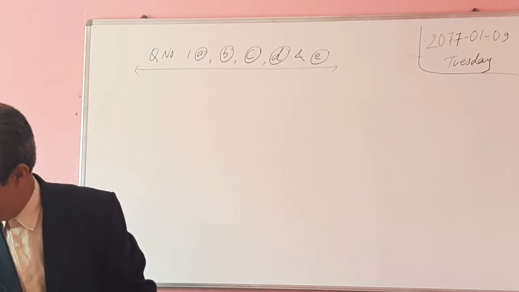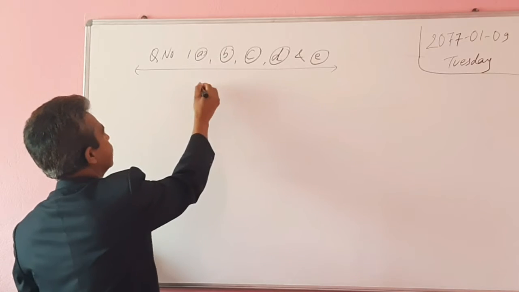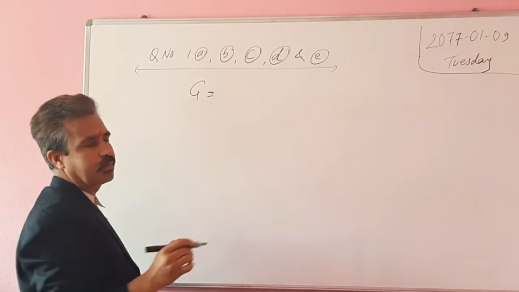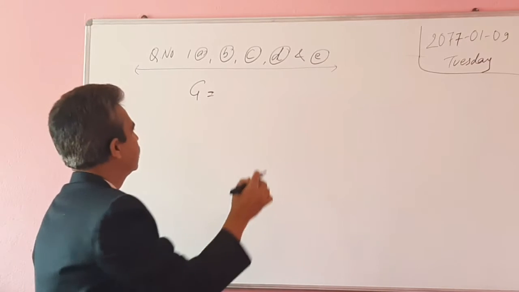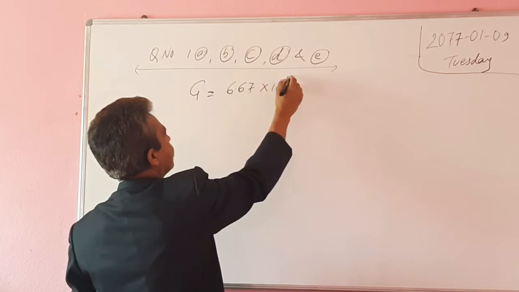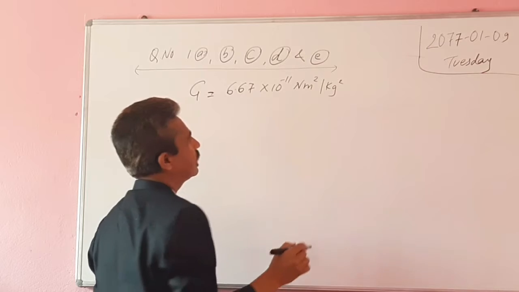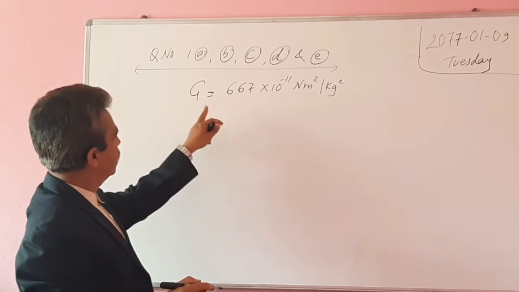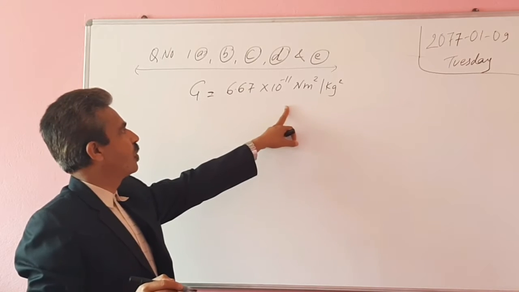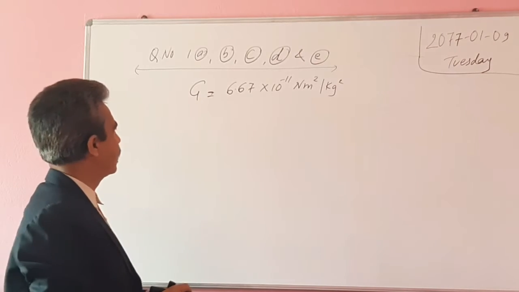Okay, next question is: write the value of capital G. Very simple question. What is the value of capital G? That is 6.67 times 10 to the power minus 11 Newton meter square per kg square. The value of capital G is 6.67 times 10 to the power minus 11 Newton meter square per kg square.